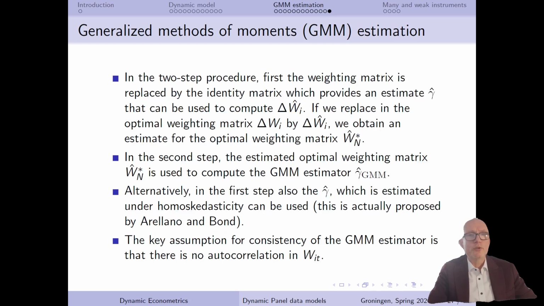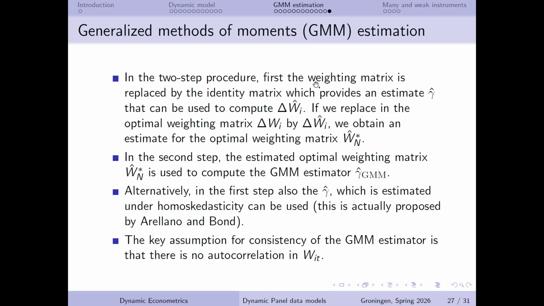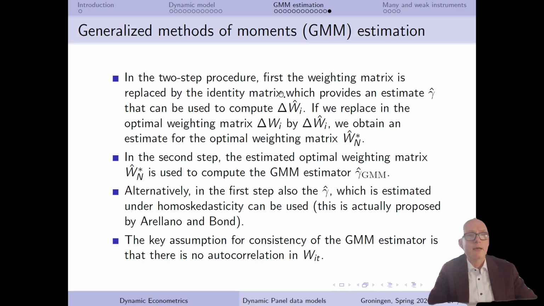However, there's also an alternative, and that's a two-step procedure. In a two-step procedure, we first use the identity matrix as the weighing matrix, which provides an estimate of gamma hat that can then be used to estimate delta Wi hat. If we replace delta Wi by delta Wi hat in the optimal weighing matrix, then we can obtain an estimate for the optimal weighing matrix.